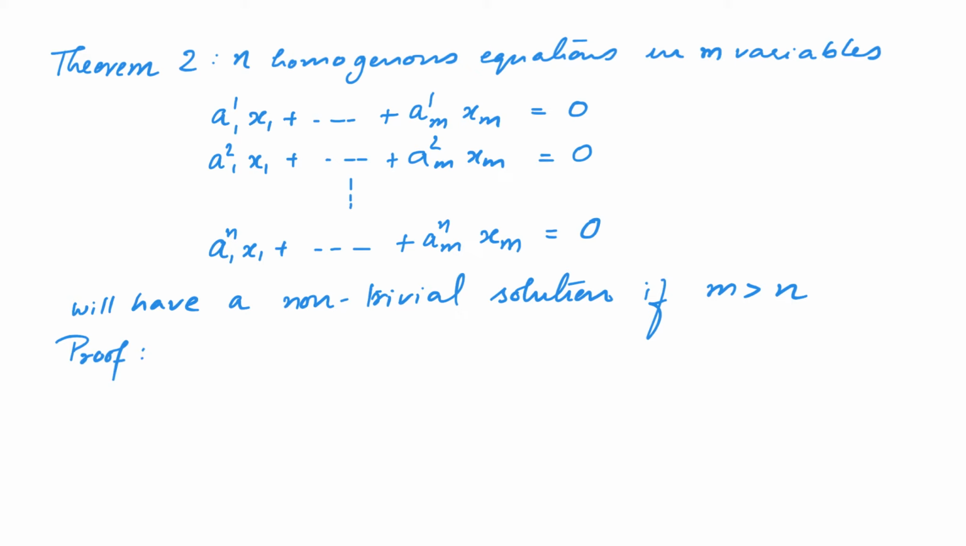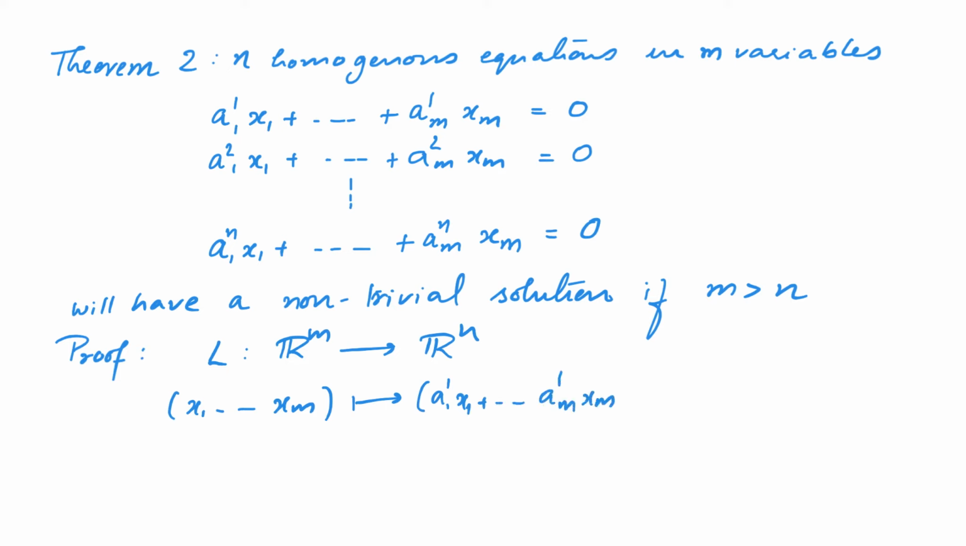To prove this, consider a function L from Rm to Rn that takes the vector x1, x2, etc. up to xm to the vector a11 x1 plus etc. up to a1m xm, and so on up to an1 x1 plus etc. up to anm xm. Now, as m is strictly greater than n, L cannot be injective.